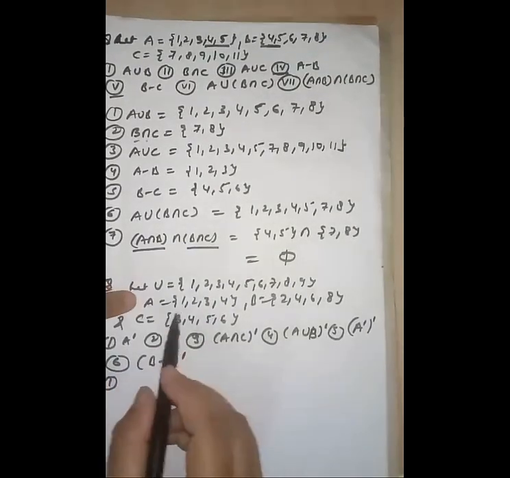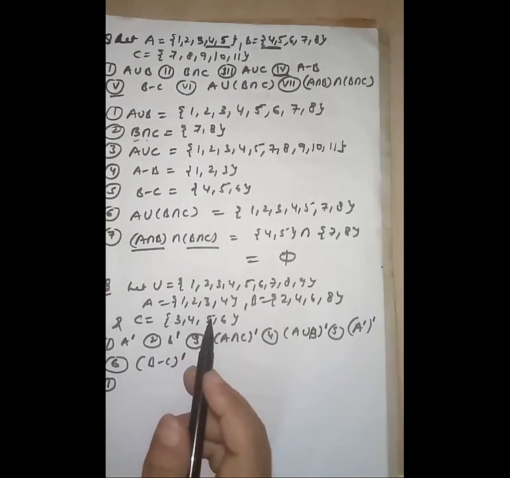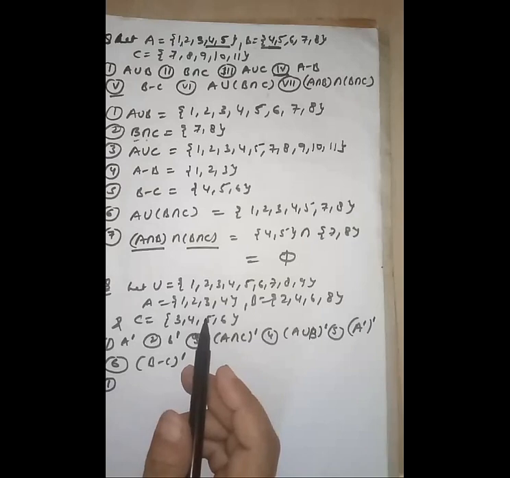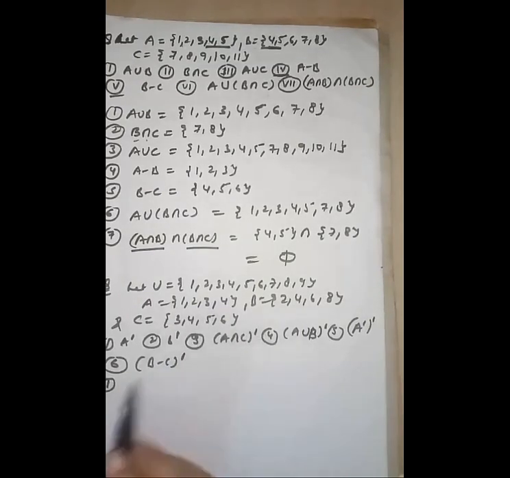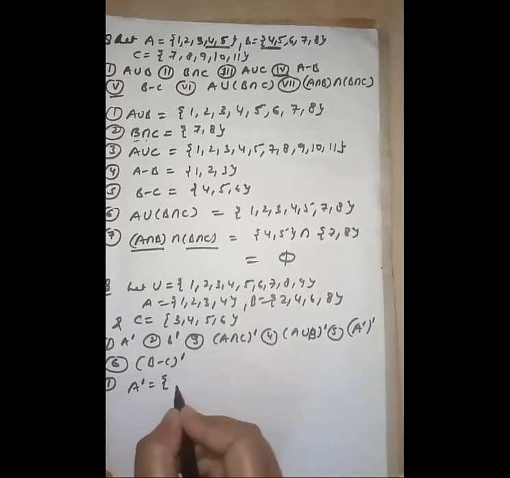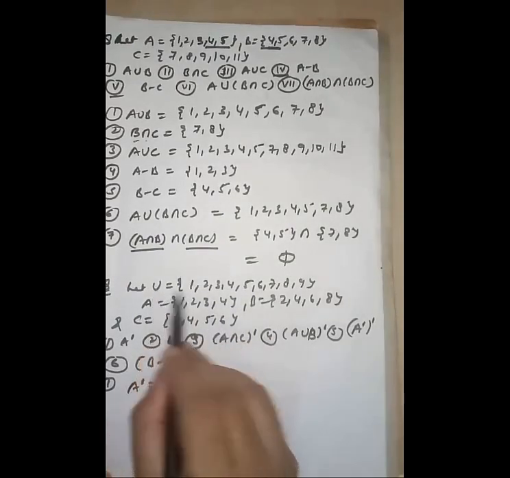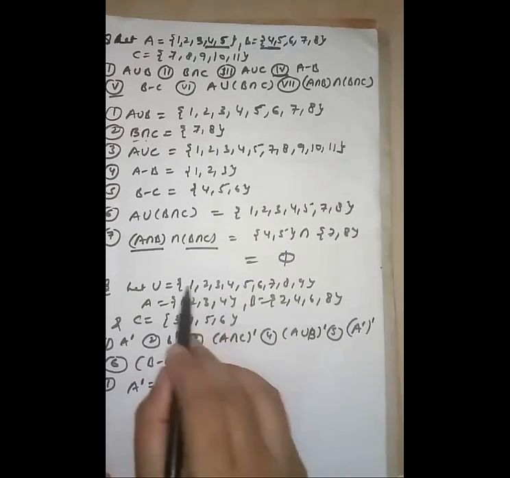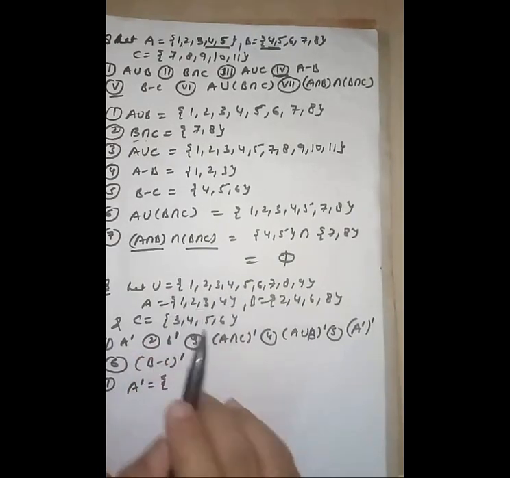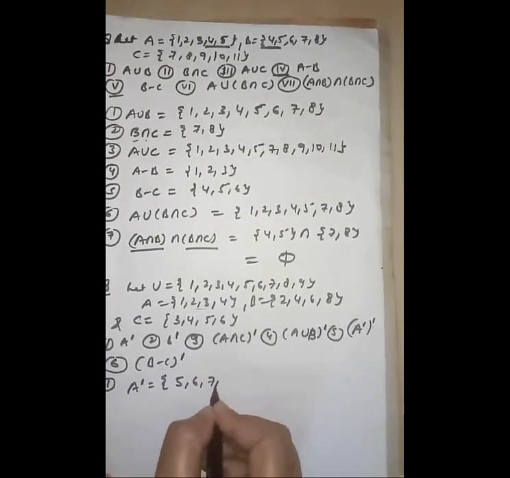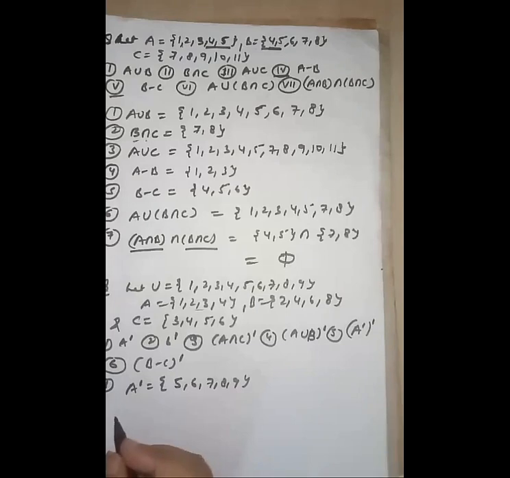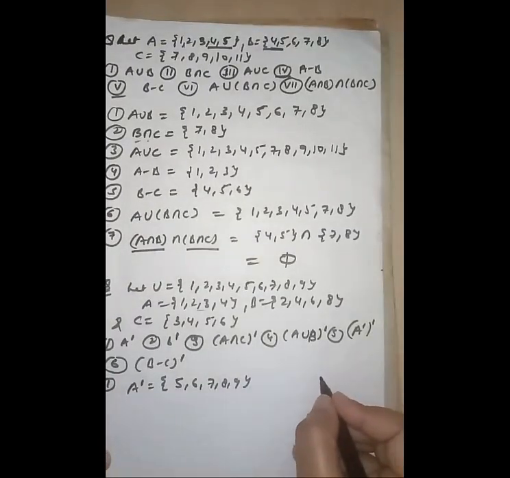First one, A complement. A complement means universal set minus A. It means you have taken only the elements which belong only to the universal set, not in A. If you compare universal set and A, 1 2 3 4 is also in here, so you don't take it. You can take only 5 6 7 8 9, and this is your A complement, right? Because you know very well A complement means universal set minus A.